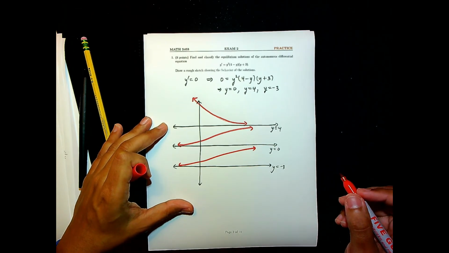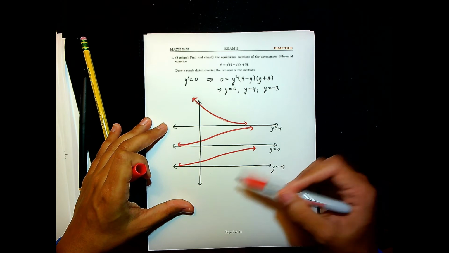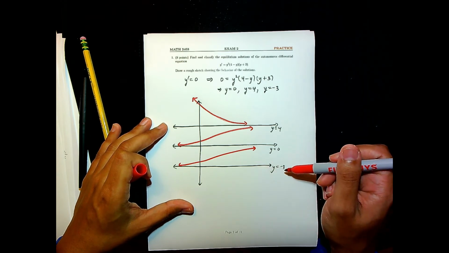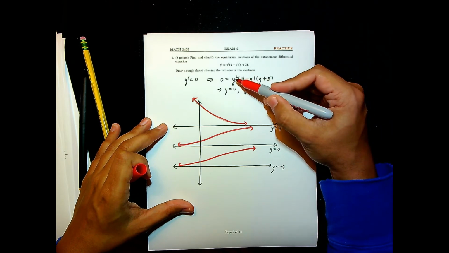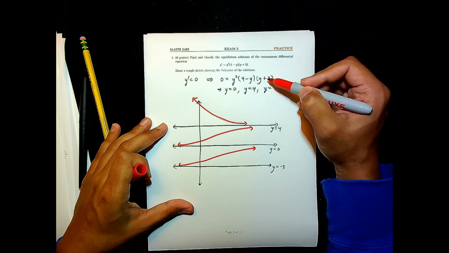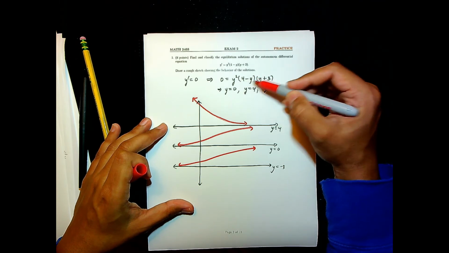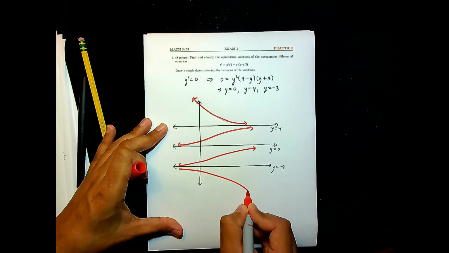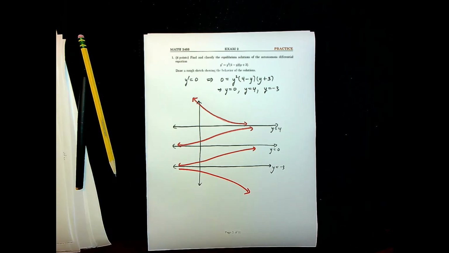And then lastly, for solutions below, in this region right here, if I plug in, let's say, negative 4, I'm going to have positive, and then this is going to be positive 8, so that's positive, and then negative. So positive, positive, negative. So that means solutions in this region are going to decrease. So that would be the rough sketch.